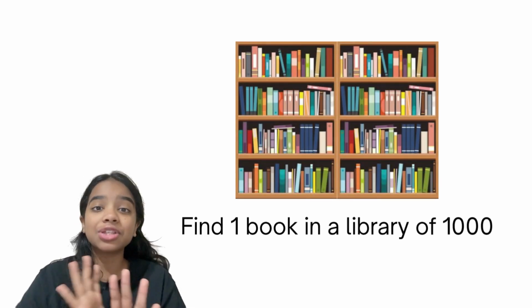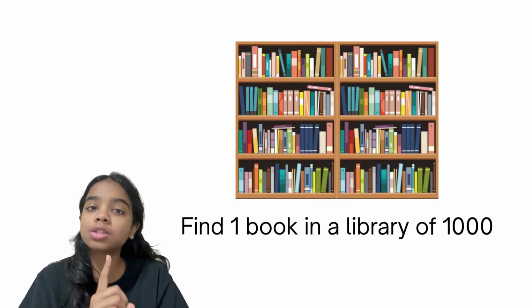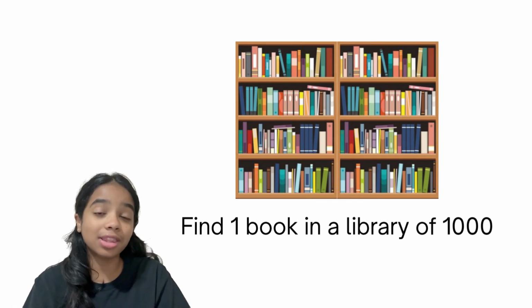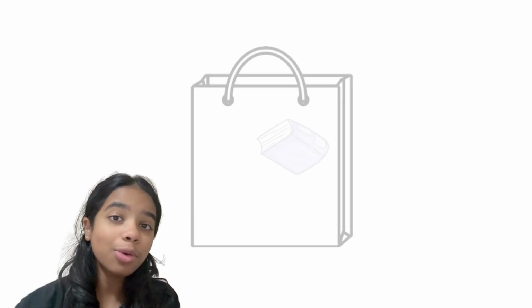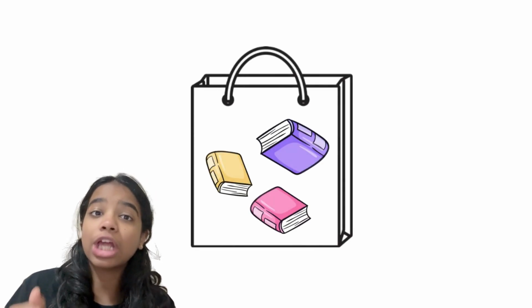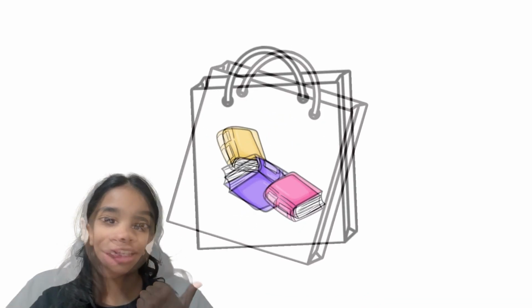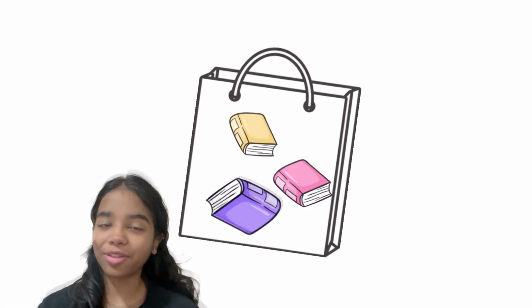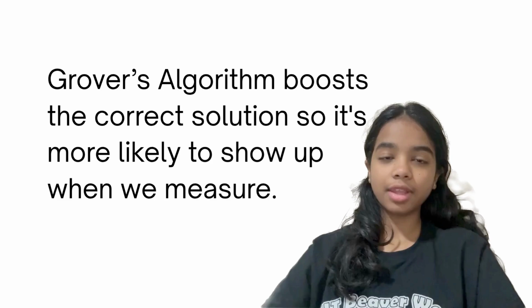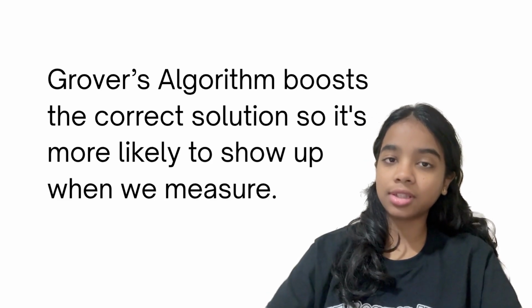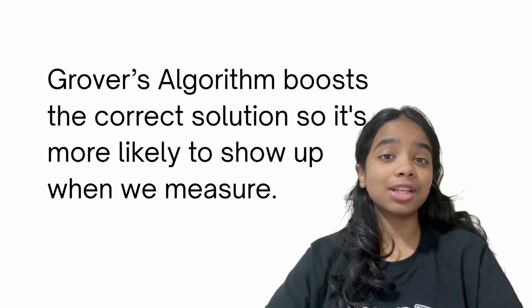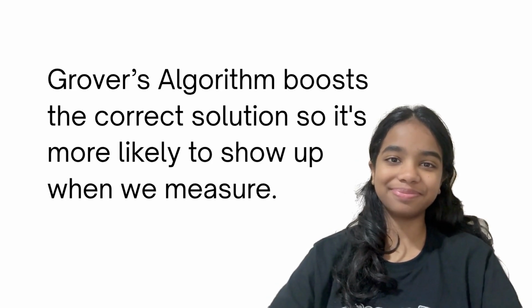The next step is to amplify the states that we want, and we'll do that through the use of an algorithm first proposed by a mathematician named Lov Grover. To understand Grover's algorithm more, imagine you are in a library with thousands of books and you are looking for one very specific book. And the only thing you know about the book is that it is the heaviest. One way to find it is you could put the books in a bag and shuffle it many times, like over here. This will cause the heaviest book to be at the bottom of the bag, which lets us find the book that we want. This is essentially how Grover's algorithm works. It boosts the correct solution so that it is more likely to show up when we measure it.